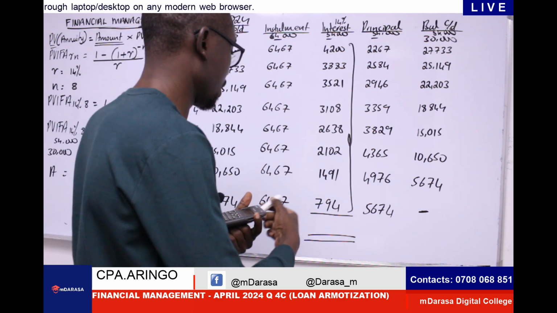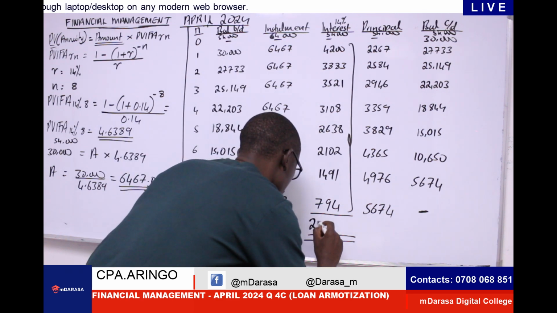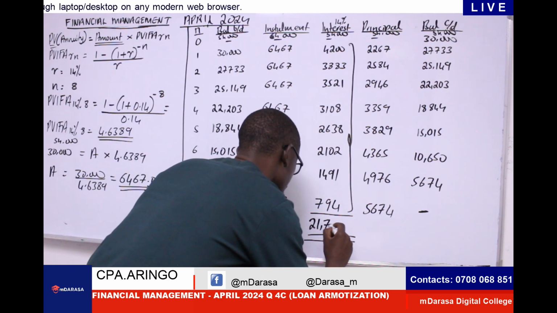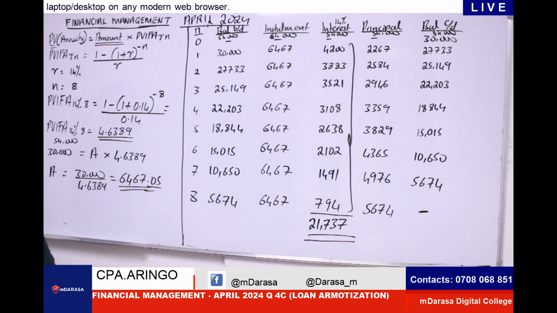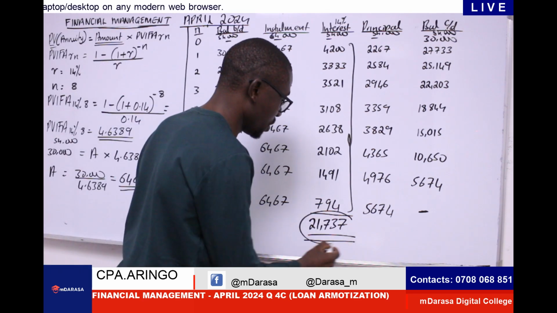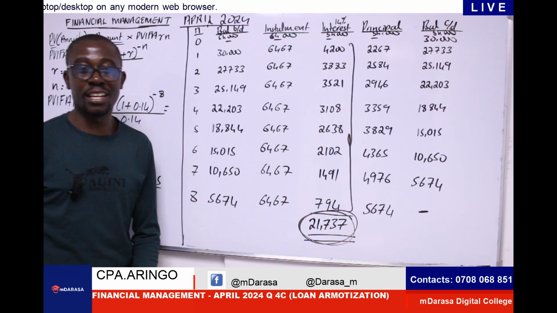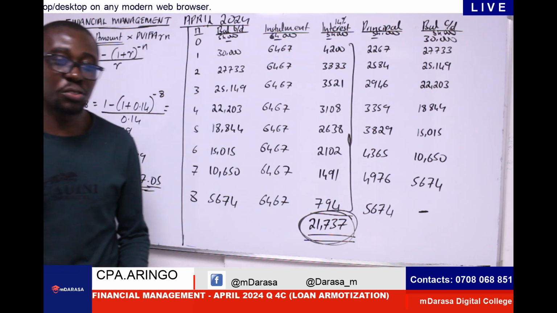Mwalimu is getting the interest that I'm supposed to pay. We should be having 21,737 all through. So this is what you are required also to determine. See, as simple as that, and that is what the examiner wanted you to determine.